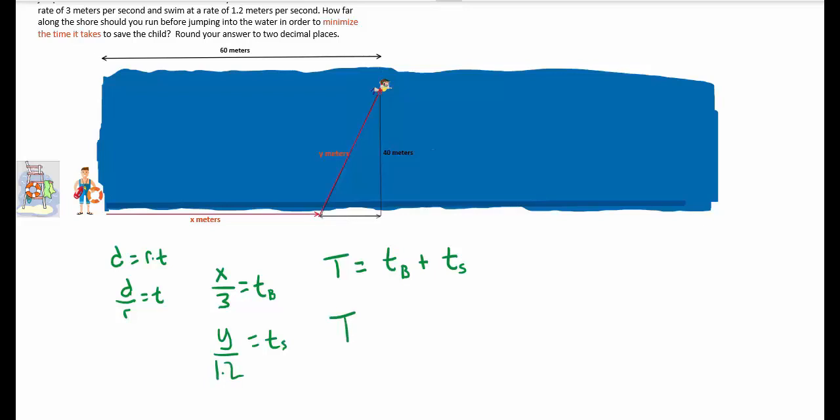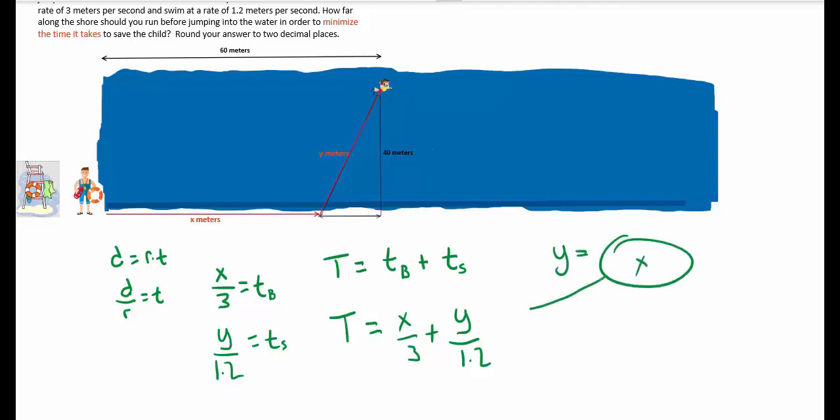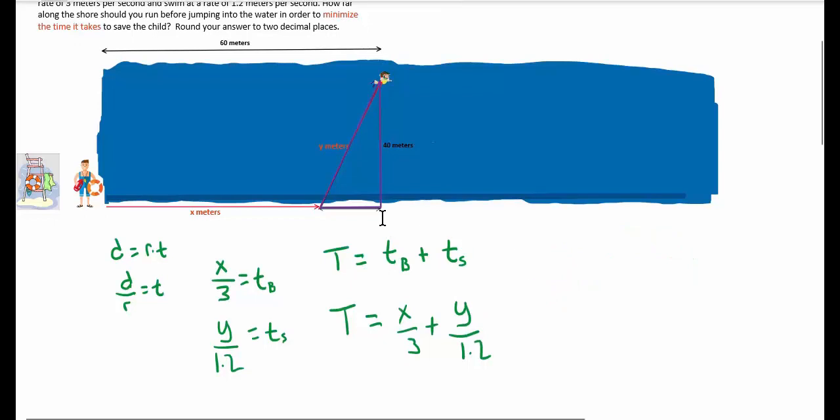So we get the total time it takes for the lifeguard to reach the child to be t sub b, which I'm going to replace with x over 3, plus the time it takes to swim, which we just found to be y divided by 1.2. And my job is to minimize t. To do that, I'm going to have to write my equation in terms of a single variable. One way to do this is to find an equation that relates the letters x and y, and then take that and substitute it in for the letter y, and then my time function will simply be a function of x. To find an equation that relates x and y, I'm going to use trigonometry.